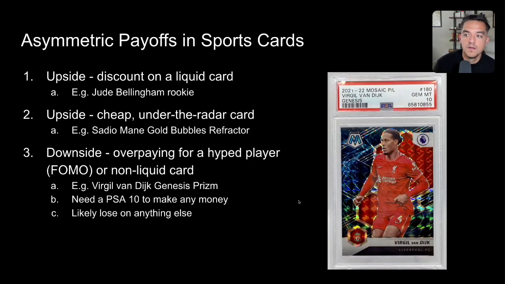And then an example of downside, there's actually two, but they're kind of related. They both kind of relate to just overpaying relative to what the resale values are. So one example would be you're overpaying for a hyped up player. Maybe it's like a rookie or a lot of Lionel Messi cards. This kind of happened right after the World Cup. You're FOMOing into certain players. And by the time you get that card, grade it, you basically need like a PSA 10 to make money. Another example I have here is the Virgil van Dijk Genesis that I talked about. Pretty non-liquid card based on the cost I paid.